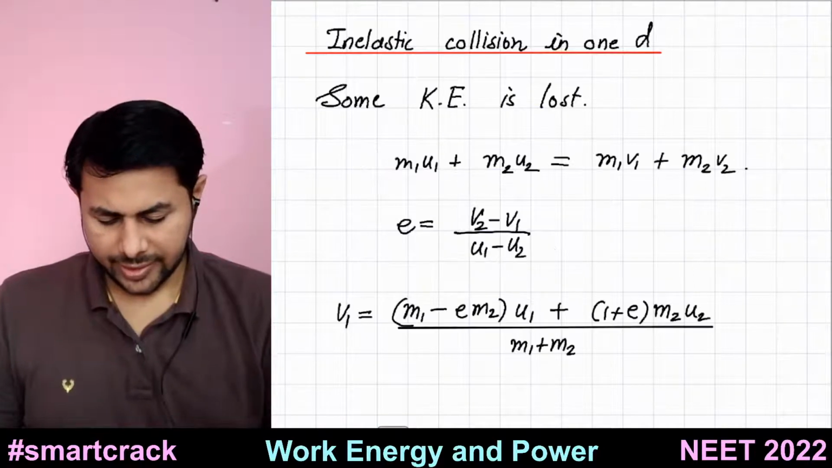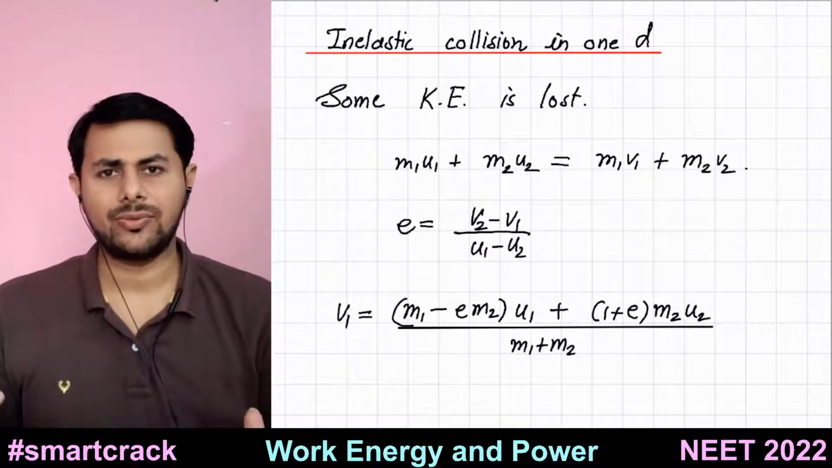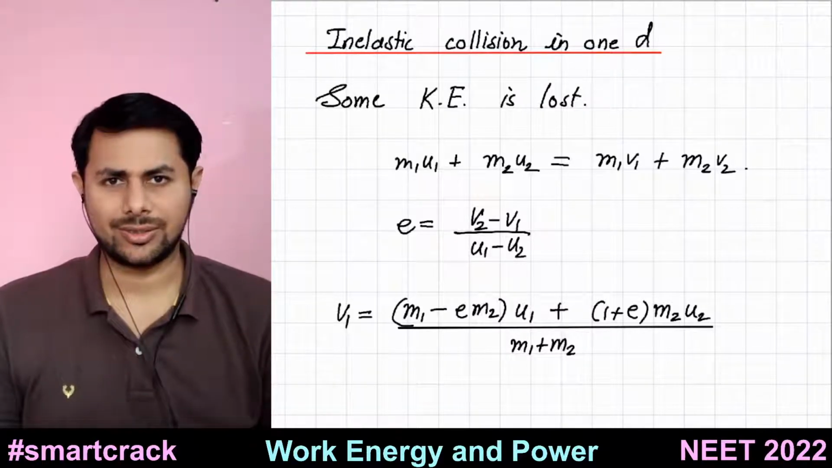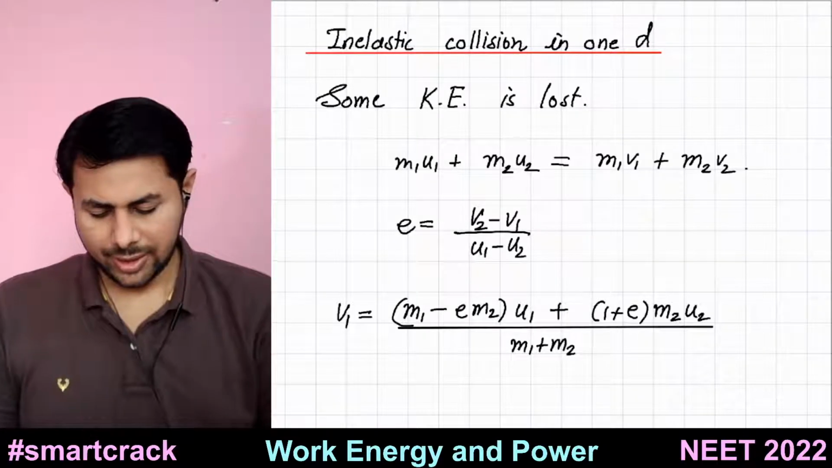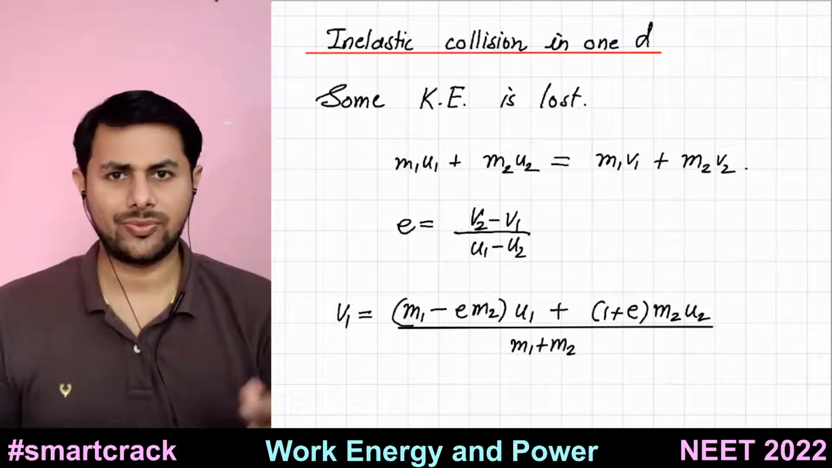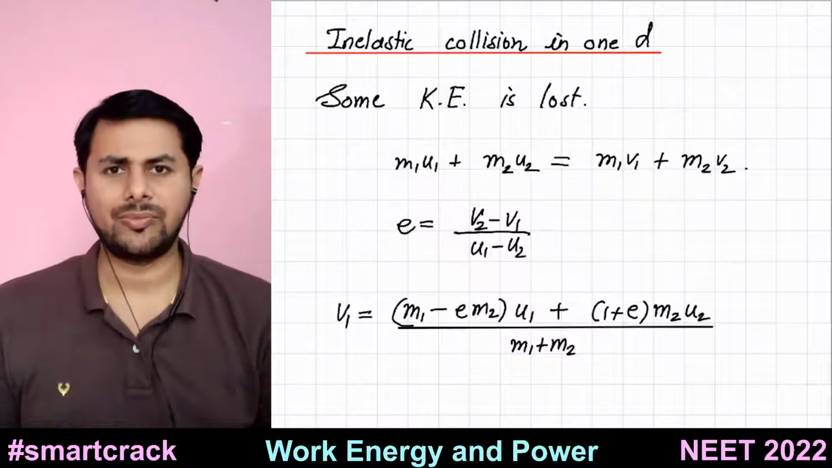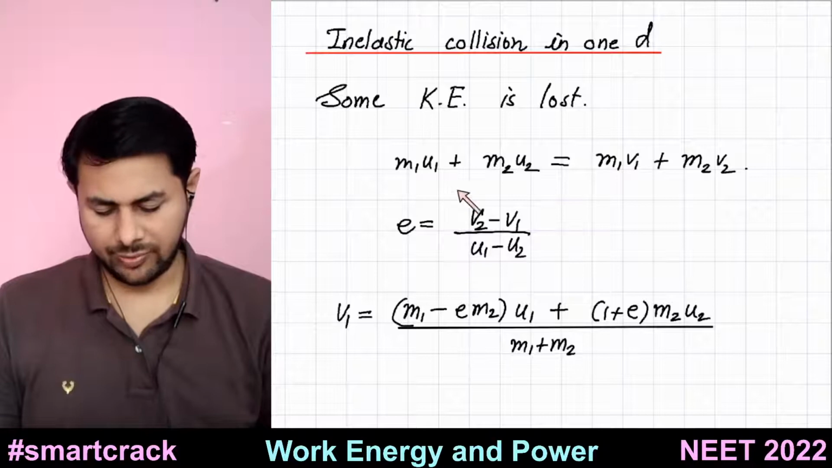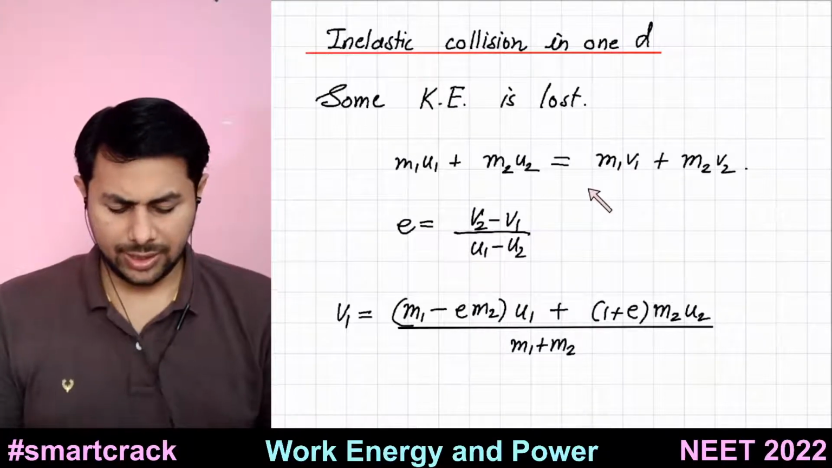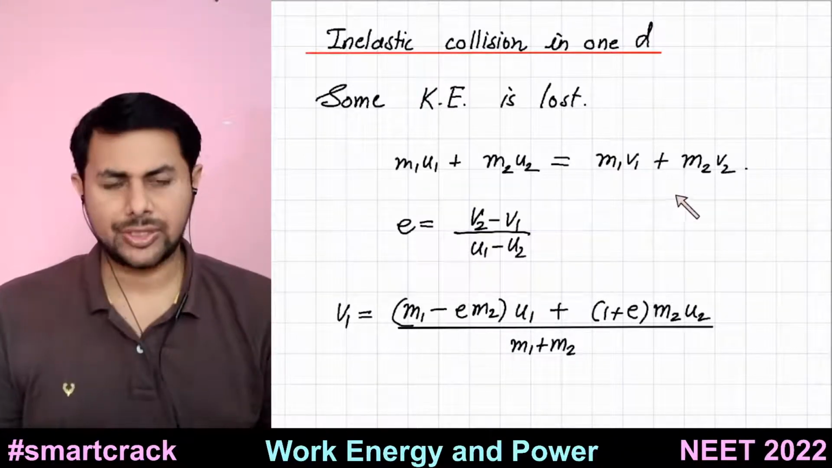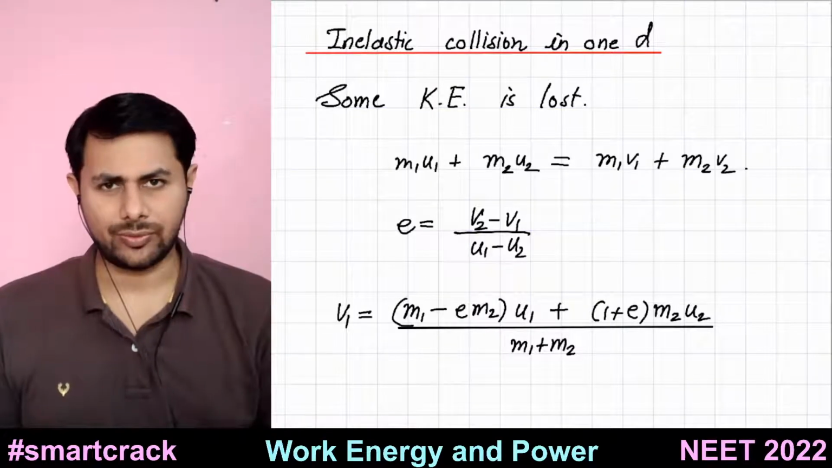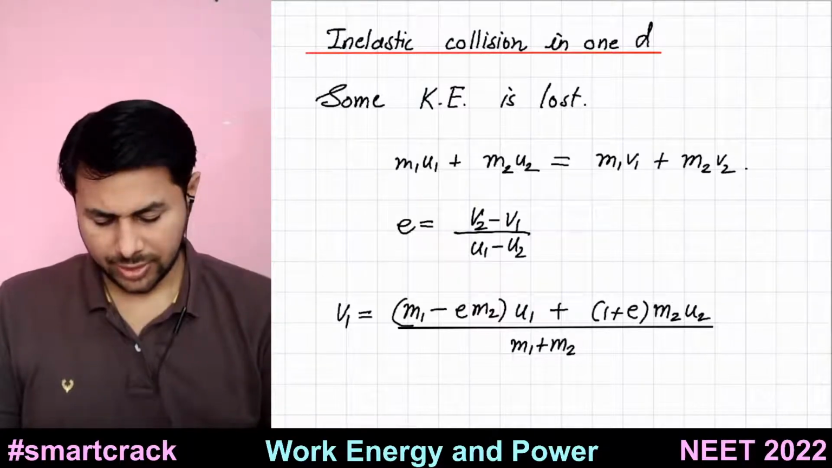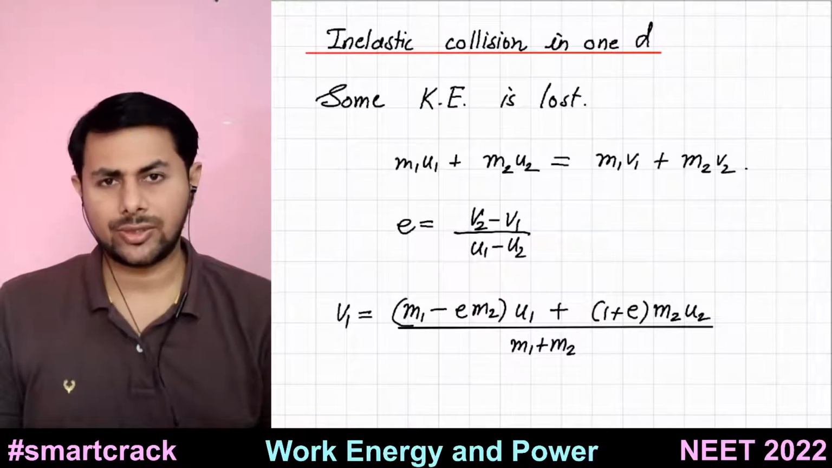So these are the things that we need to remember in case of elastic collision. So what about inelastic collision? For inelastic collision, some kinetic energy is lost. So what remains conserved? The momentum remains conserved. Total momentum before collision, m1 u1 plus m2 u2, is equal to total momentum after the collision, which is m1 v1 plus m2 v2. And then we know the coefficient of restitution, which is (v2 minus v1) divided by (u1 minus u2).